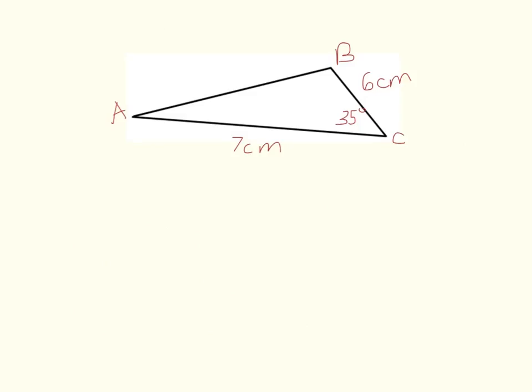Okay, in this first problem we've been asked to calculate the area of the triangle ABC. We're given two sides and a given angle. So we're going to need to use our area of a triangle formula. So the area equals a half AB sine C. But where do we get A, B and sine C from?